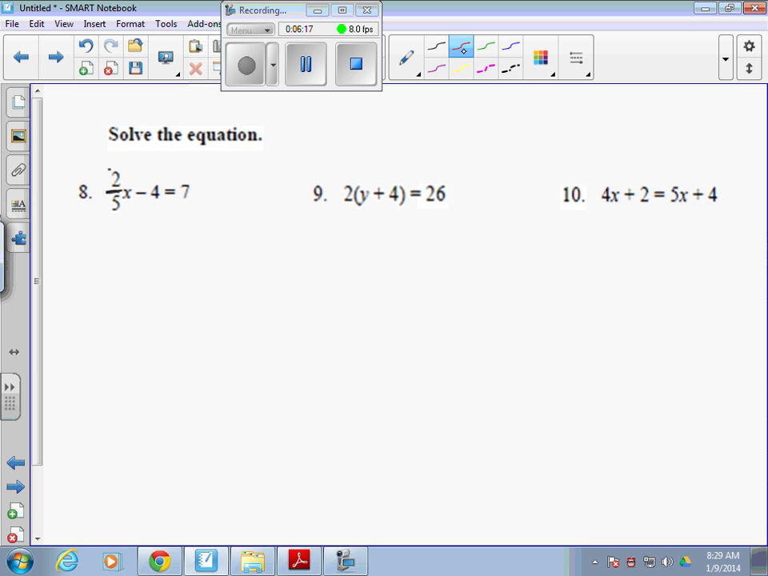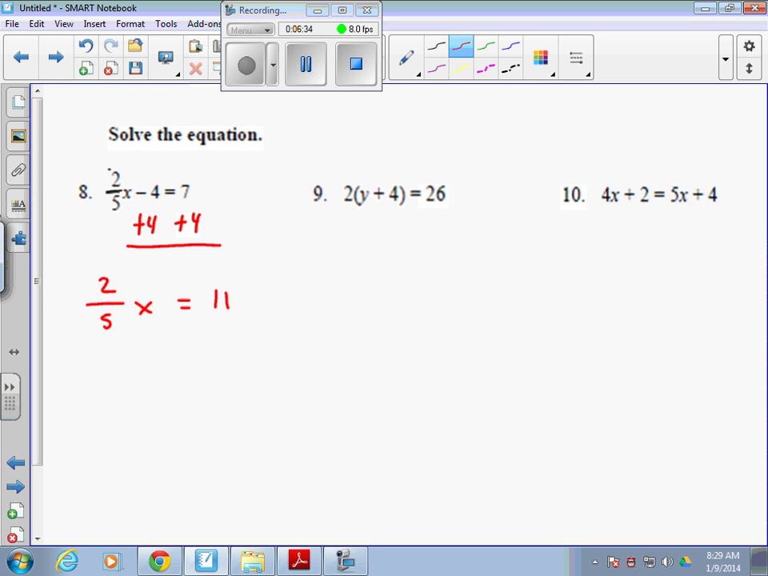We're solving these equations. Remember, work backwards through your order of operations. Get rid of addition and subtraction first for number 8. Get rid of minus 4 by adding it. If you add it to the left, add it to the right. That leaves you with 2/5 x equals 7 plus 4, which is 11.